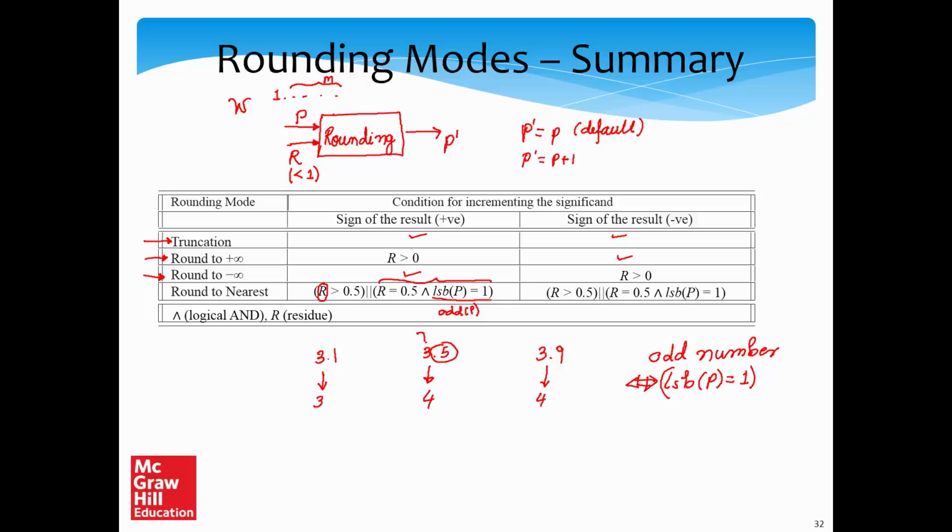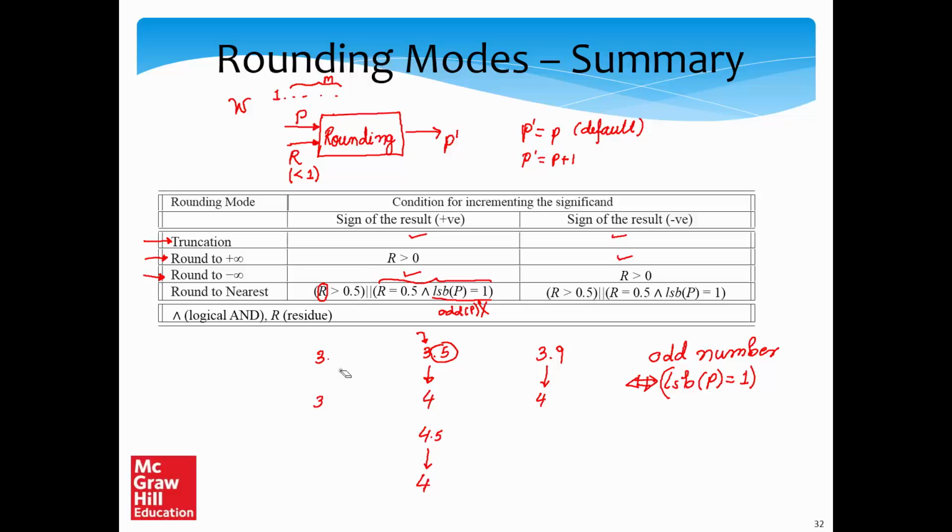So in this case, the significand p is 3, which is an odd number, and the residue is 0.5. That's the reason we are incrementing 3.5, we are rounding it to 4. If I would have rather considered 4.5, then the first subcondition would have been true, that the residue is 0.5. However, the significand p would not have been odd, so this condition would have evaluated to false. Hence, we would have not rounded it, and we would have rather truncated it, and the answer would have been 4. So this is the case when the sign of the result is positive.